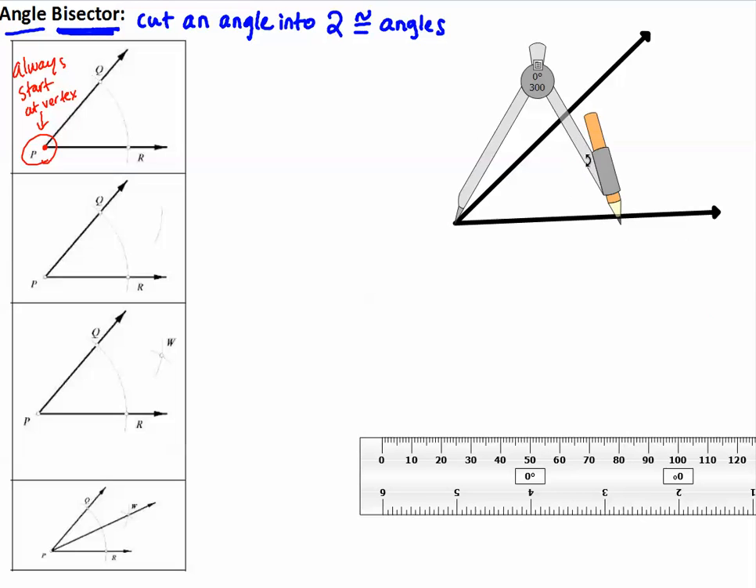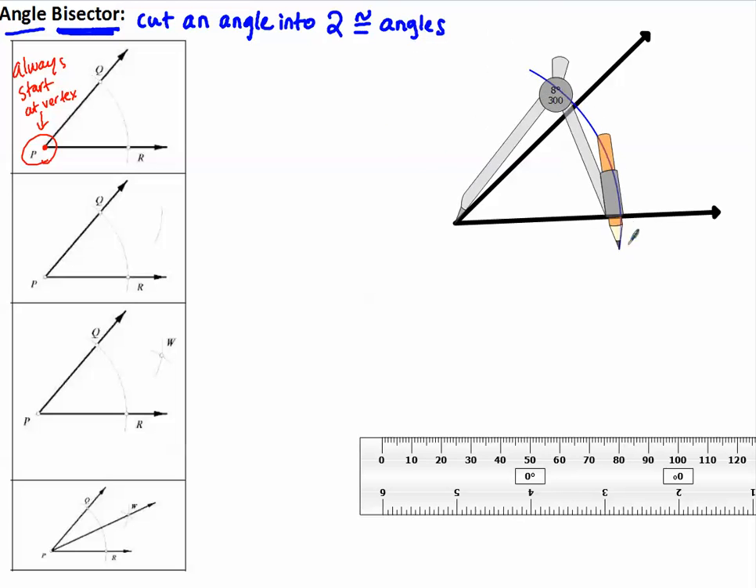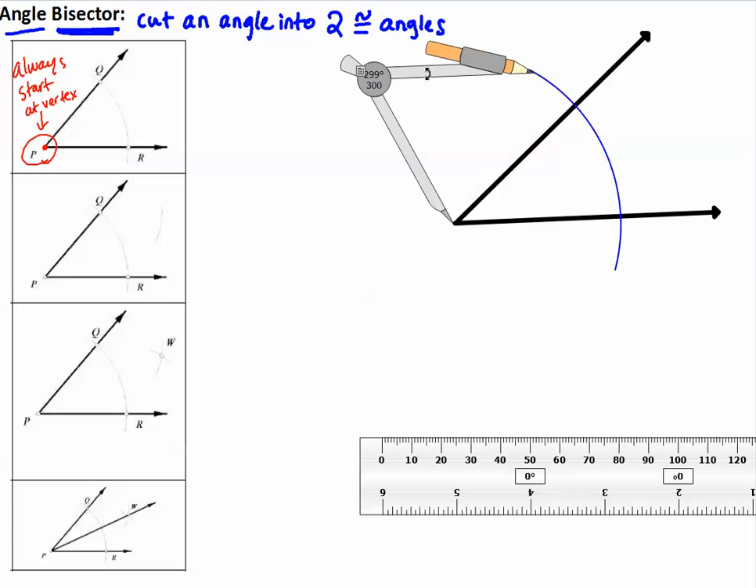Then we can swing an arc that goes through both sides. Does this sound familiar? This is what we did when we were copying an angle as well. So swing it through both sides like that. That's our first step. Starting point is the vertex, and then make sure you draw an arc that intersects both sides of the angle. Has to intersect both sides.